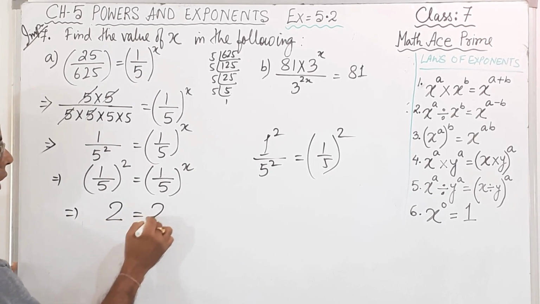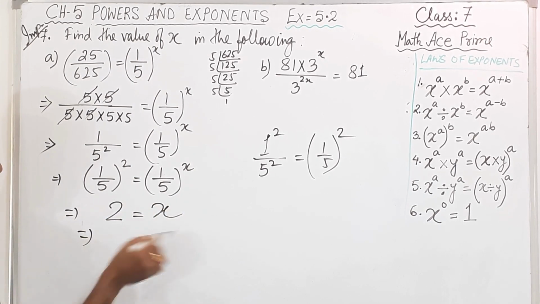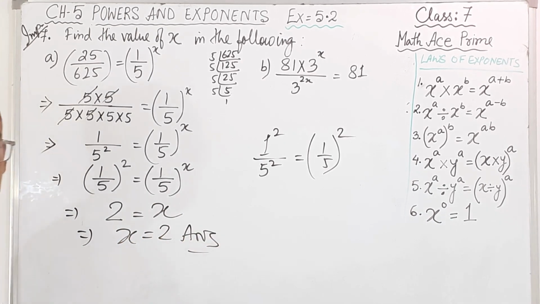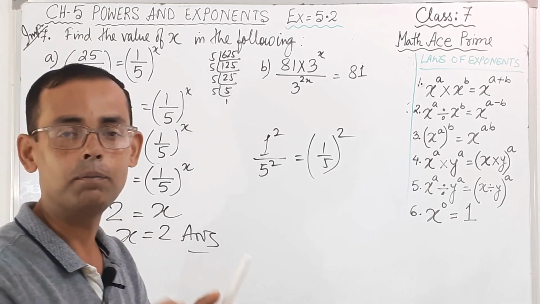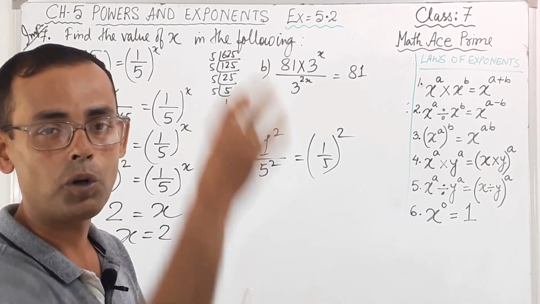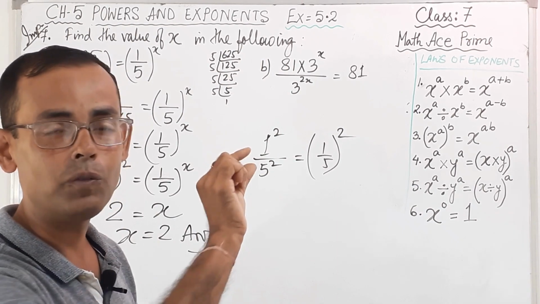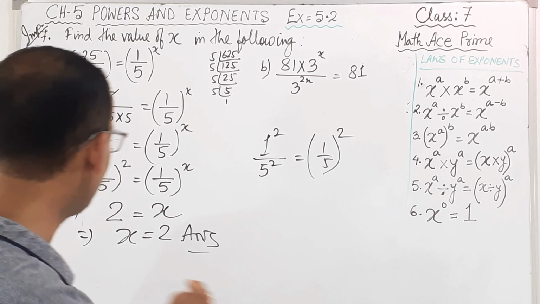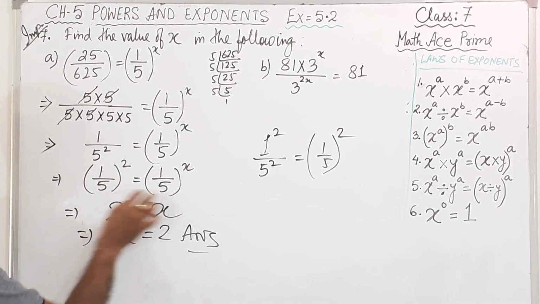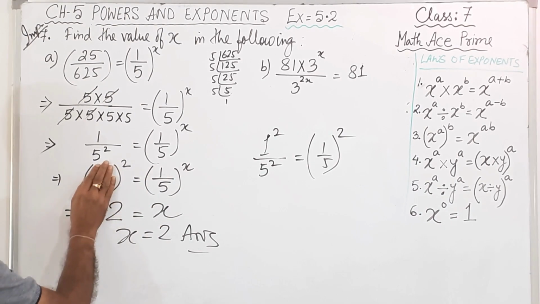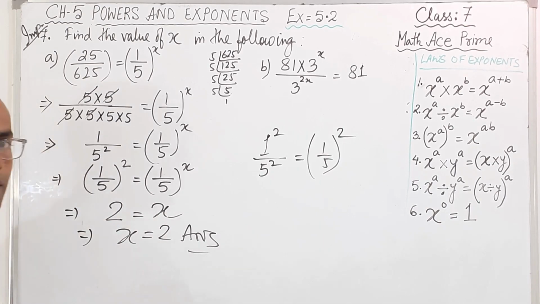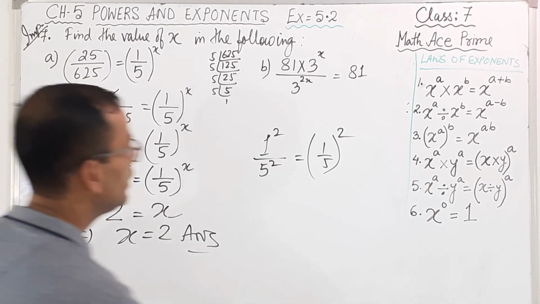2 equal to x. Then you can turn it and write x is equal to 2, and this is the answer. Disappears means, you used to play in the mobile games, na? Some balls are falling, red color, so one line will come, when all will become red, then it will disappear. Like that only, if the bases here are the same, 1 by 5 to the power 2 equal to 1 by 5 to the power x, then this 1 by 5 disappears, and what is left? 2 is equal to x. That means x is equal to 2. This is the answer. Clear?